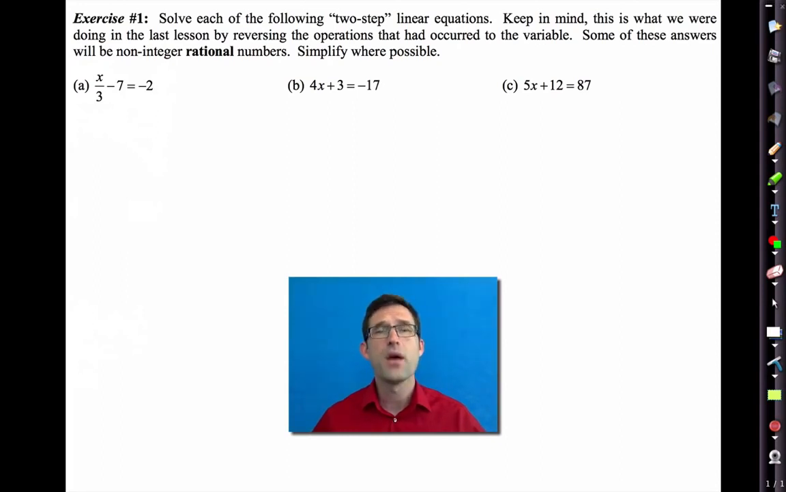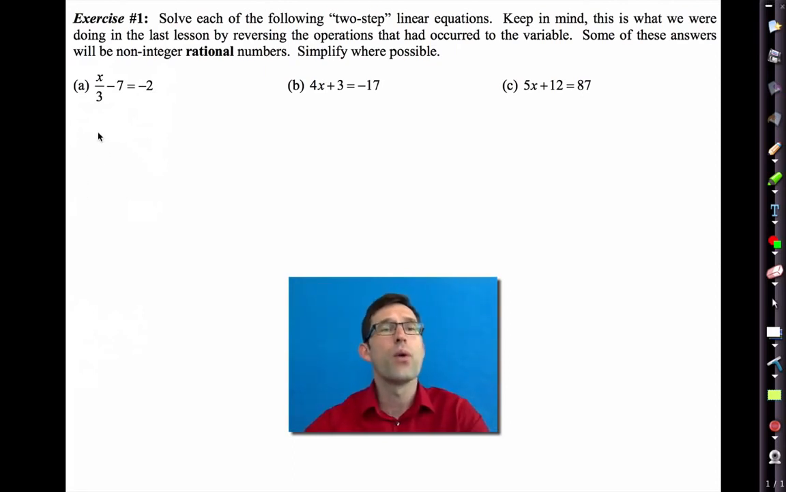So what we're going to be doing in this particular lesson is solving a whole variety of different linear equations. We're going to be going through it rather quickly because you've had a lot of practice on these, and we're going to be starting with a lot of two-step linear equations. In each one of these, though, we'll do what we did in the last lesson, where we used structure to solve equations by simply reversing the order of operations. So let's jump right into it.